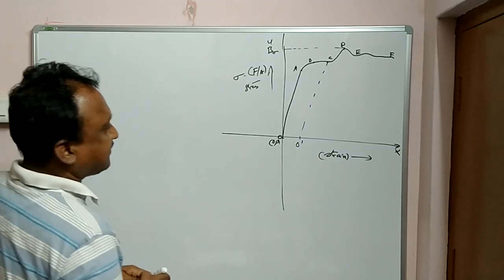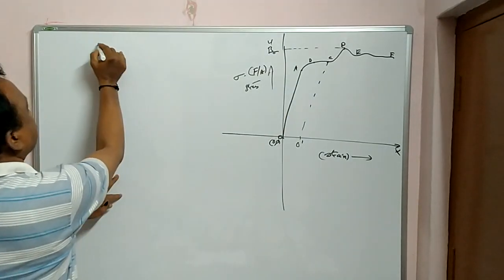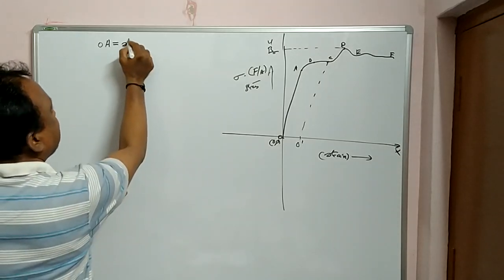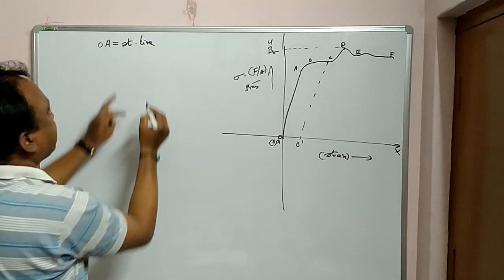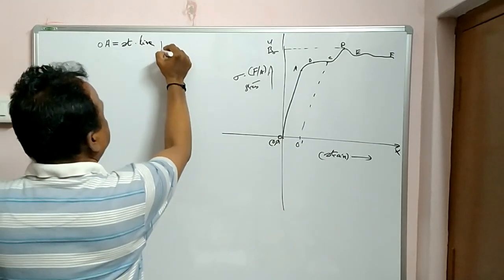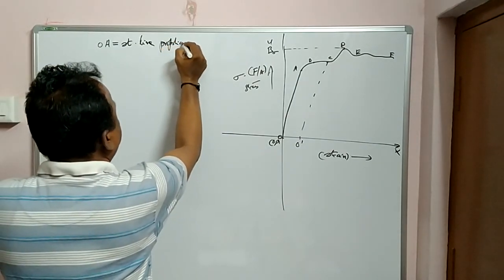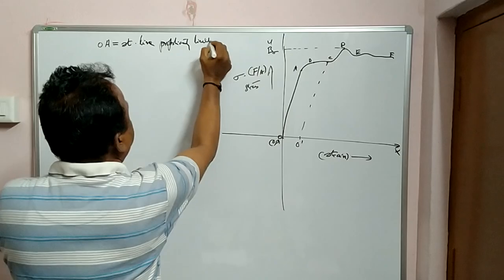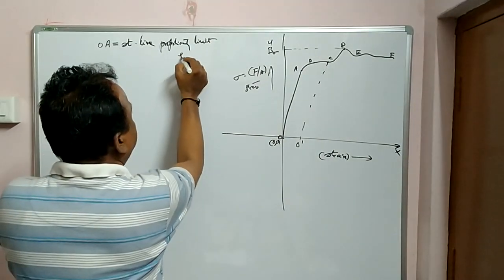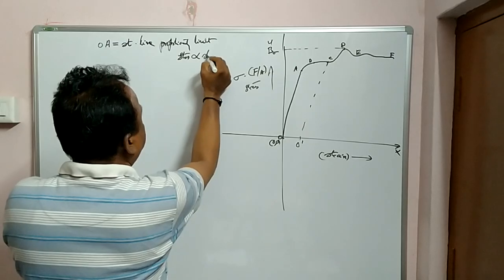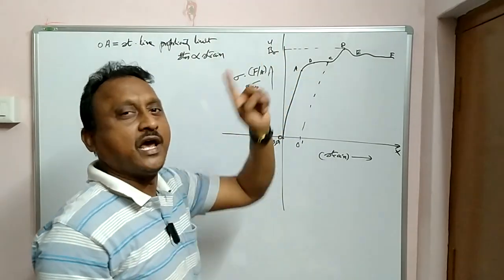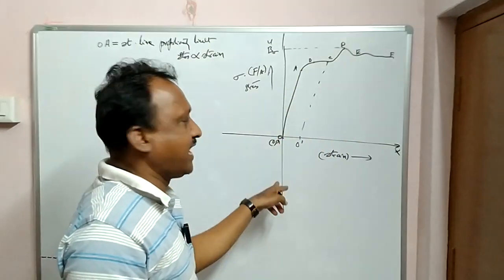From the graph it is very clear, you can see what OA is. OA is a straight line, which indicates the proportionality limit. What does that mean? Here Hooke's law is valid. That means longitudinal stress is directly proportional to longitudinal strain. Up to A, Hooke's law is valid. That is why it is a straight line.